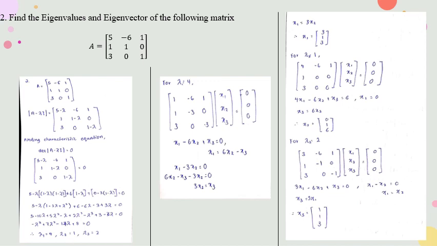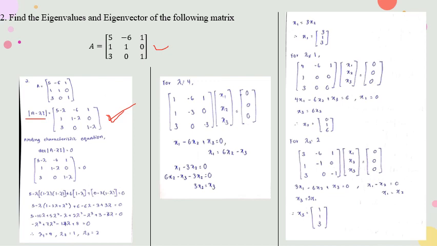For question number 2, the question is the same: find the eigenvalues and eigenvector for the following matrix. Here is the new matrix compared to the previous one. So my steps are also the same as the previous one. I find A minus lambda times the identity matrix. This is the general matrix for this one, A minus lambda I.